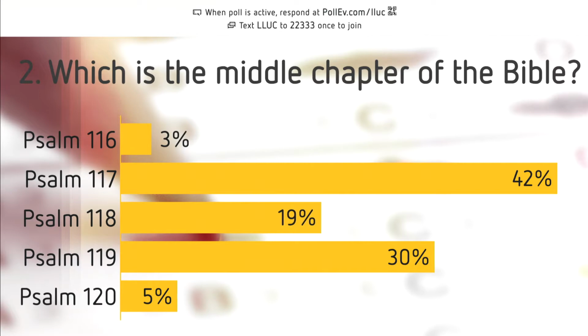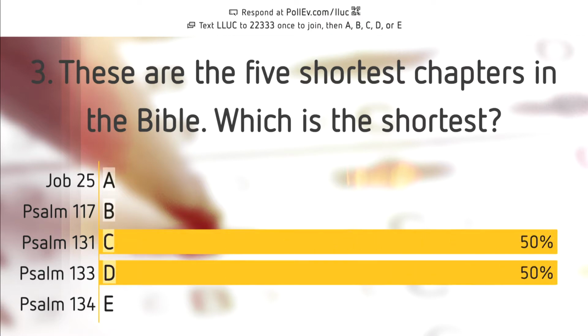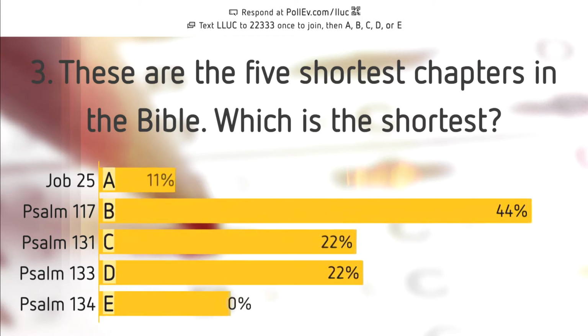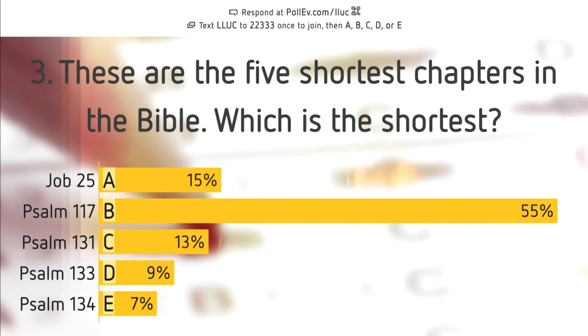All right. So number 3. These are the 5 shortest chapters in the Bible. There they are. Job 25 and Psalms 117, 131, 133, and 134. Of those, which is the shortest chapter in the Bible? I'm going to keep an eye on you all because we got to make sure this is stopped before I start giving the answer here.